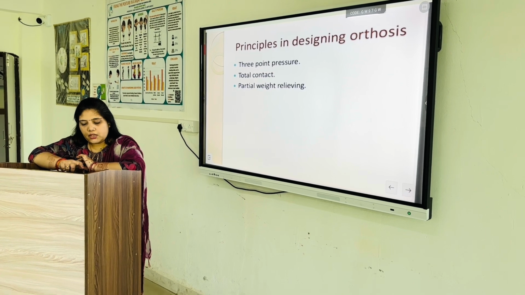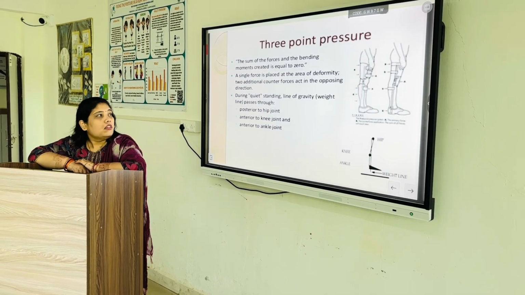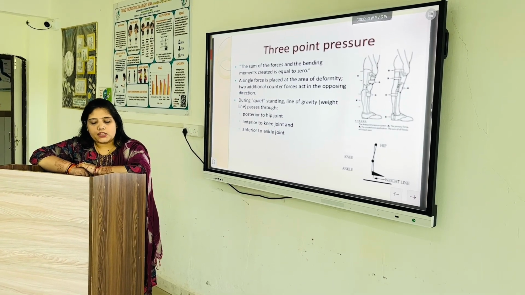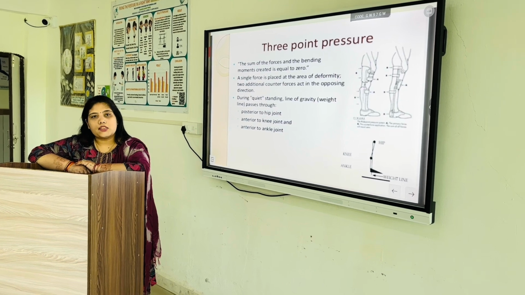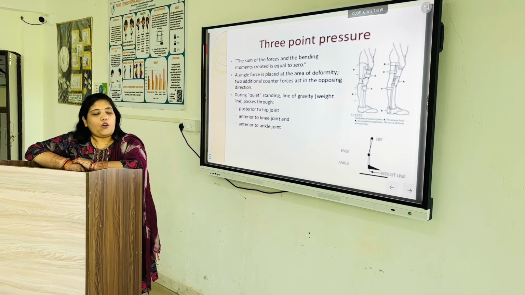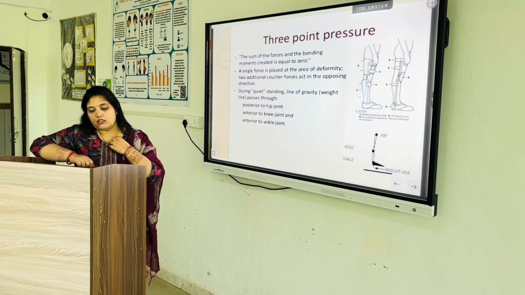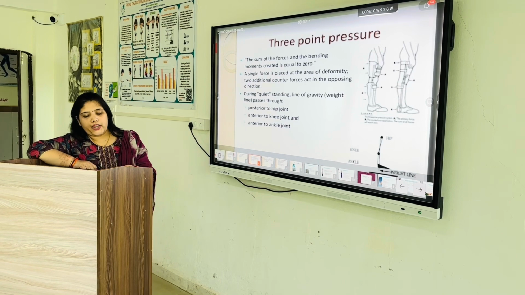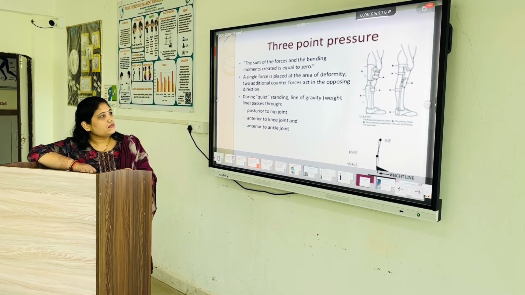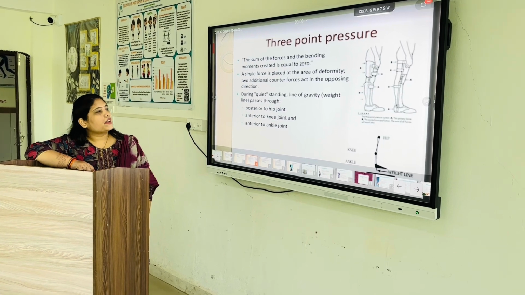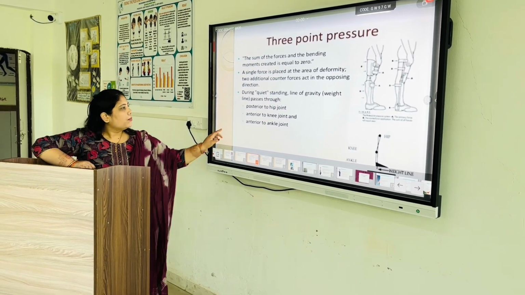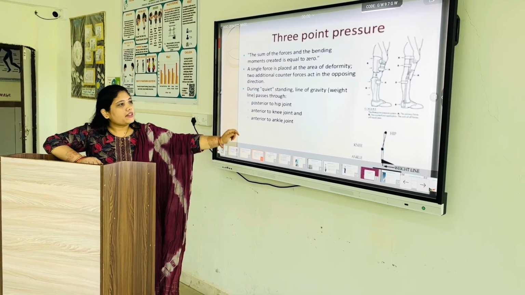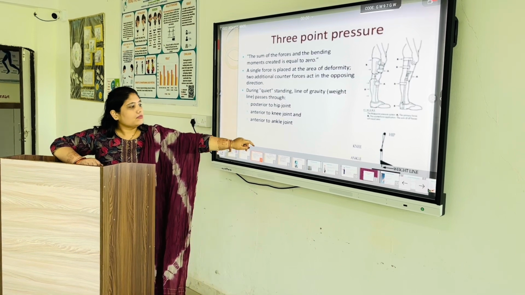First, we discuss the 3-point pressure system. That is, the sum of the forces and the bending moment created is equal to 0. That means a single force is placed at the area of deformity, and two additional counter forces act in the opposite direction. During quiet standing, the line of gravity, the weight line, passes posterior to the hip joint, anterior to the knee joint and anterior to the ankle joint. That is the diagram of the 3-point pressure system.